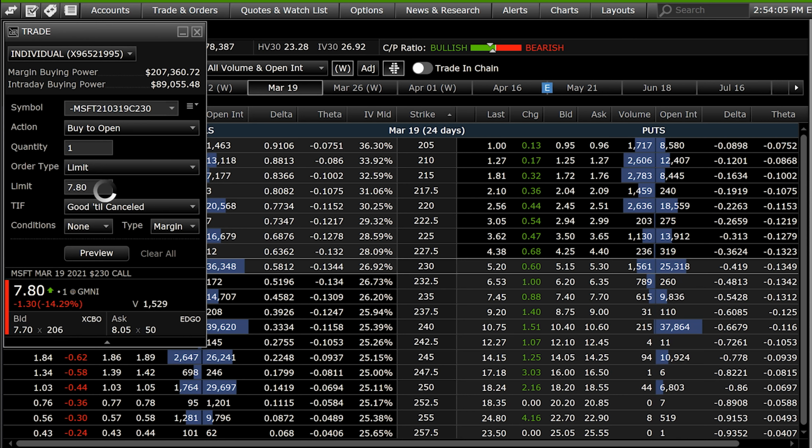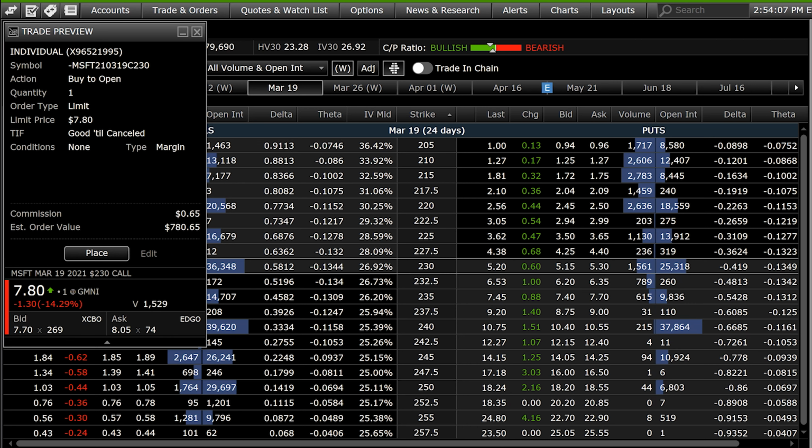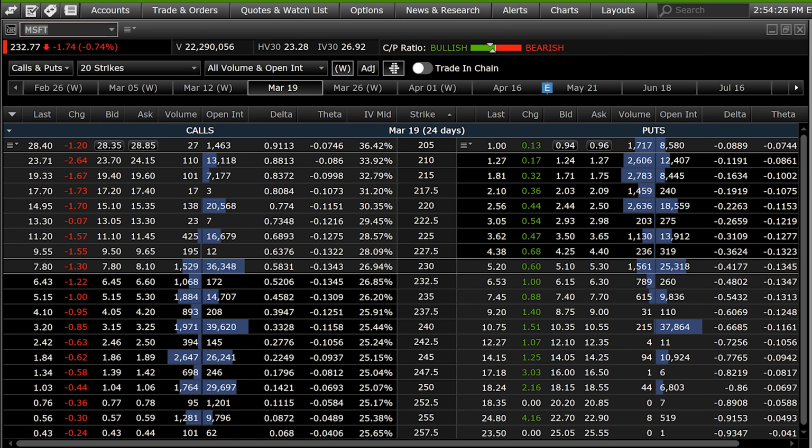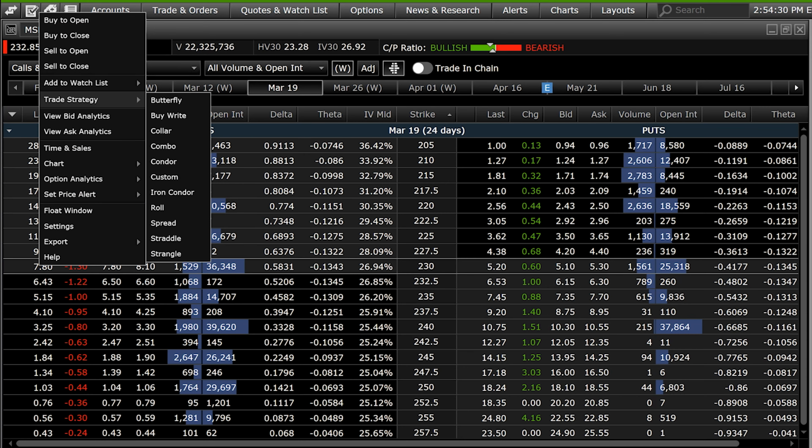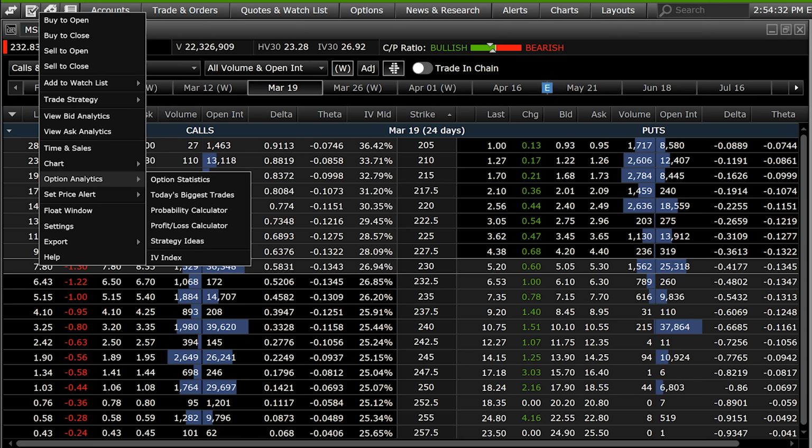So we can take a look at what's going on here, and we can also see that the cost to own calls that expire 24 days from now, for a call that has a strike price of $230, is only $780. Now let's take a look and see what the cost benefit is of that particular strategy.